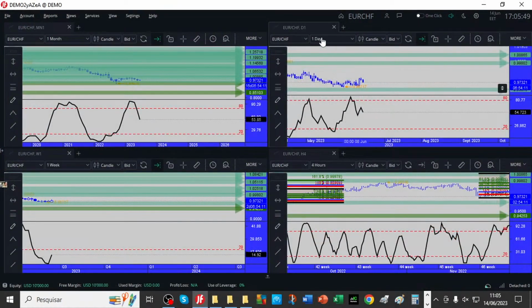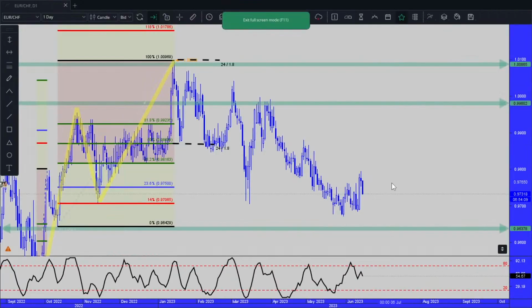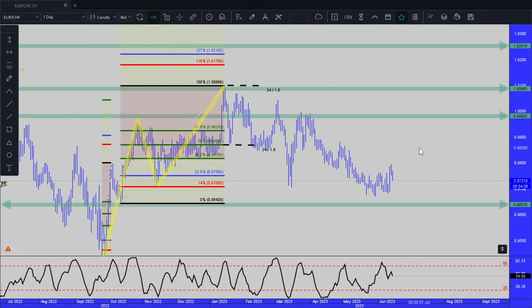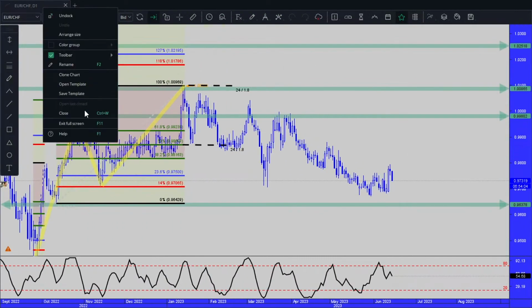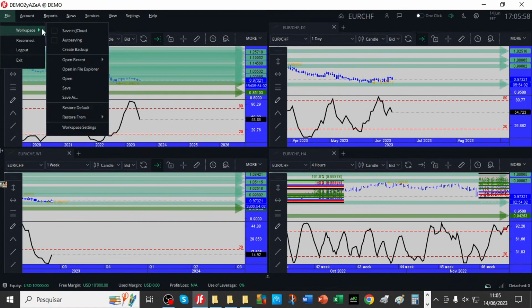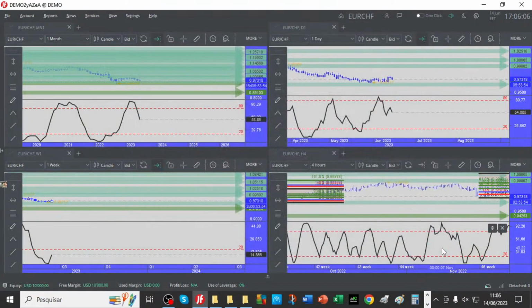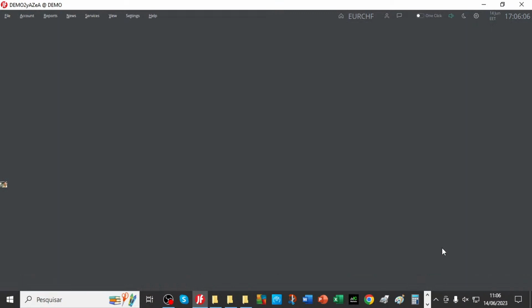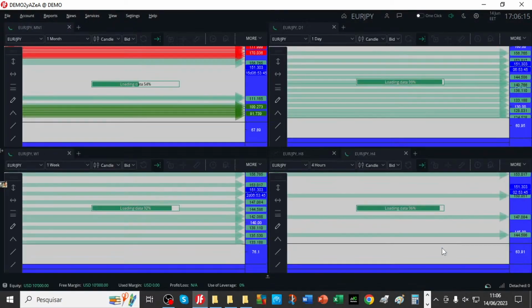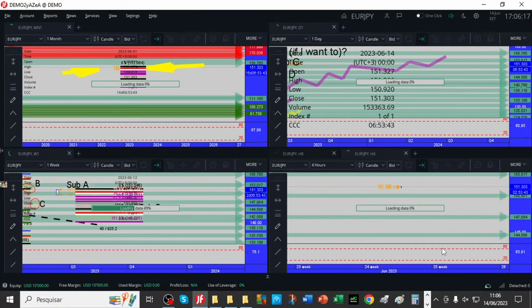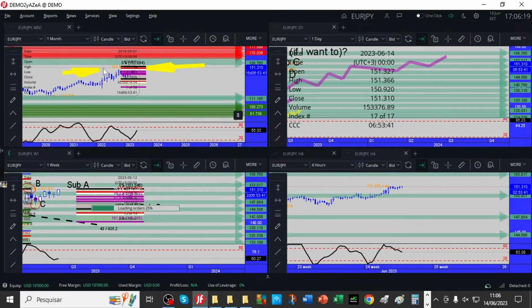Alright, let's go back to charts. Euro CHF. From yesterday I entered into this trade. The market is going against me. So let's move forward. Next one is Euro GBP. We don't trade Fibonacci's. Euro JPY. Give it a second.